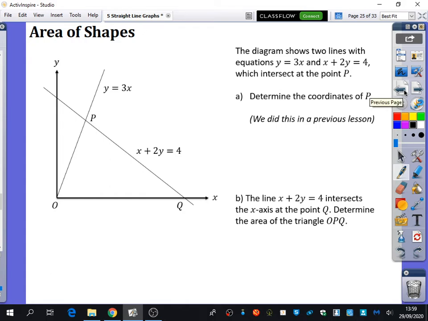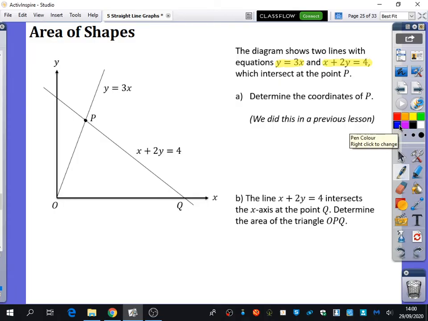So this one says that the diagram shows 2 lines with equations y equals 3x and x plus 2y equals 4, which intersect at the point P, and we want to determine the coordinates of the point P. Now, we've done this before, so I'm going to do this one relatively quickly, but what do you think I will need to do with these 2 equations that I've got here to find the intersection point?